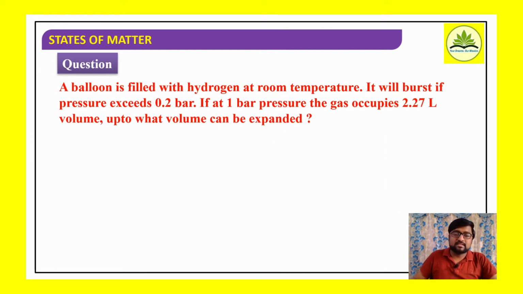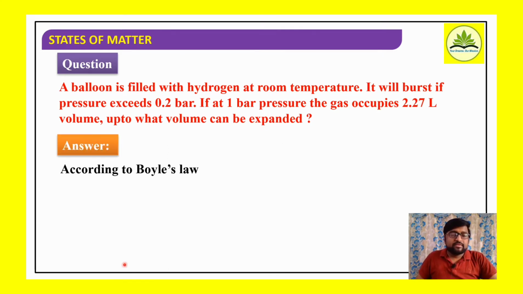Here just consider the expressions. According to Boyle's law, P1 V1 is equal to P2 V2. So what is P1 here? P1 is 1 bar, at 1 bar pressure. What is the corresponding volume?